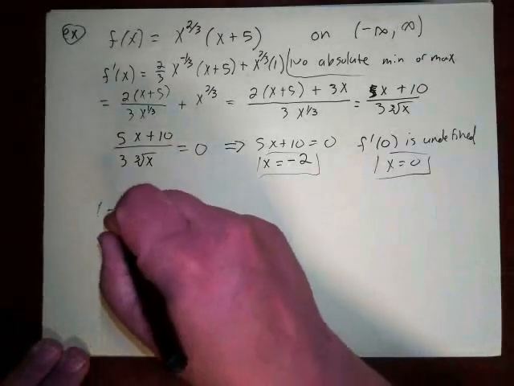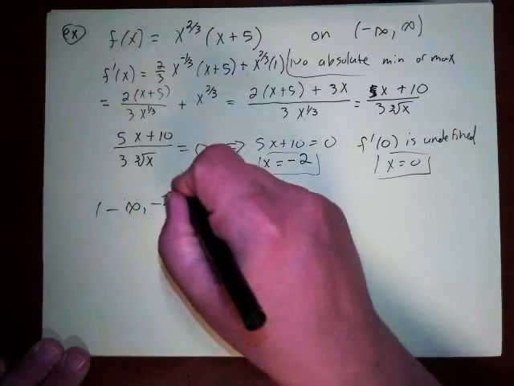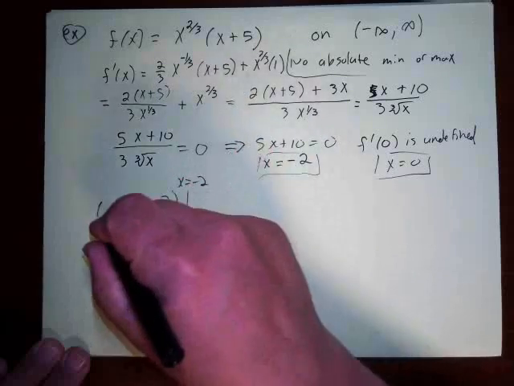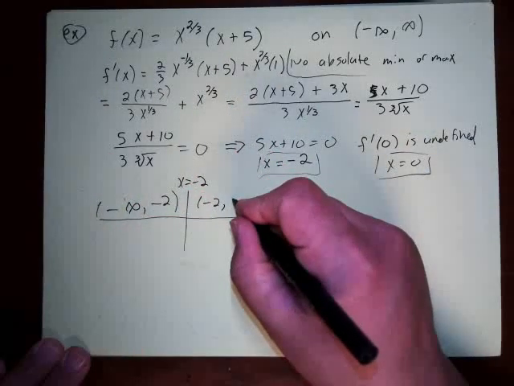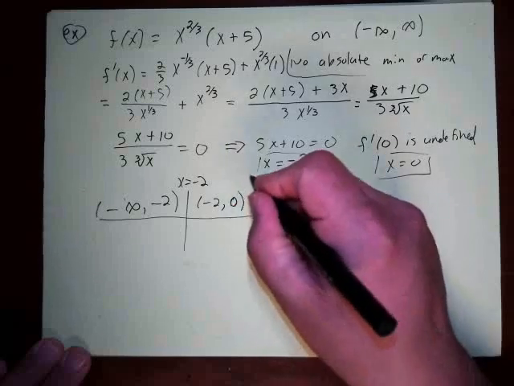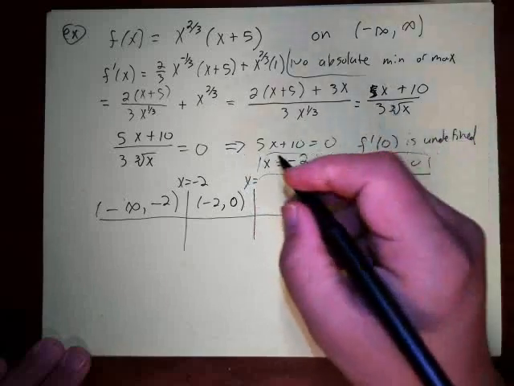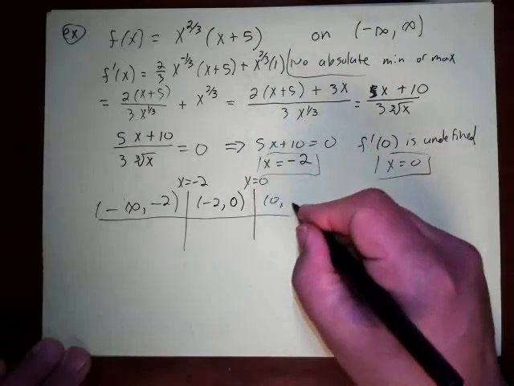So it looks like I'm going to have negative infinity to negative 2, and that's at this critical point. And then you're going to have negative 2 to 0. That would be at this critical point. And then you're going to have 0 to infinity.